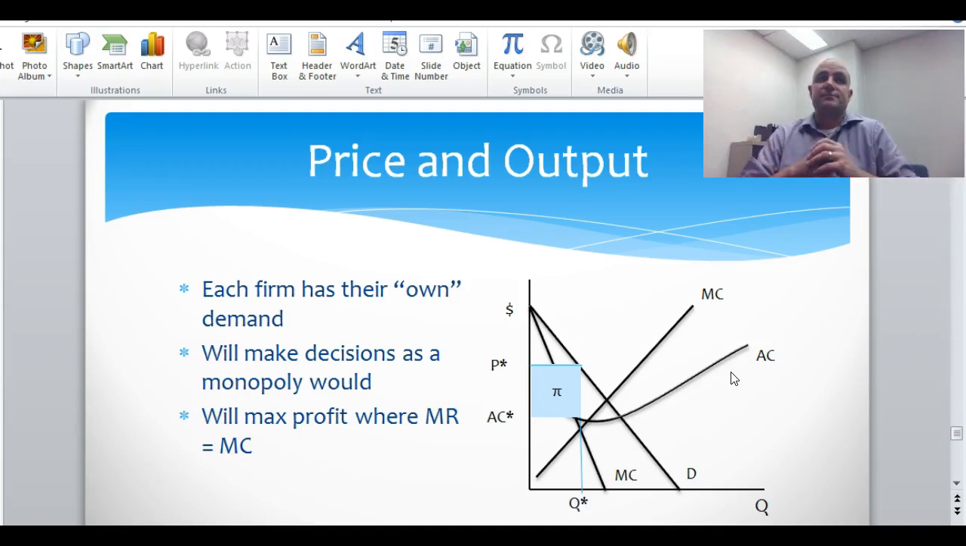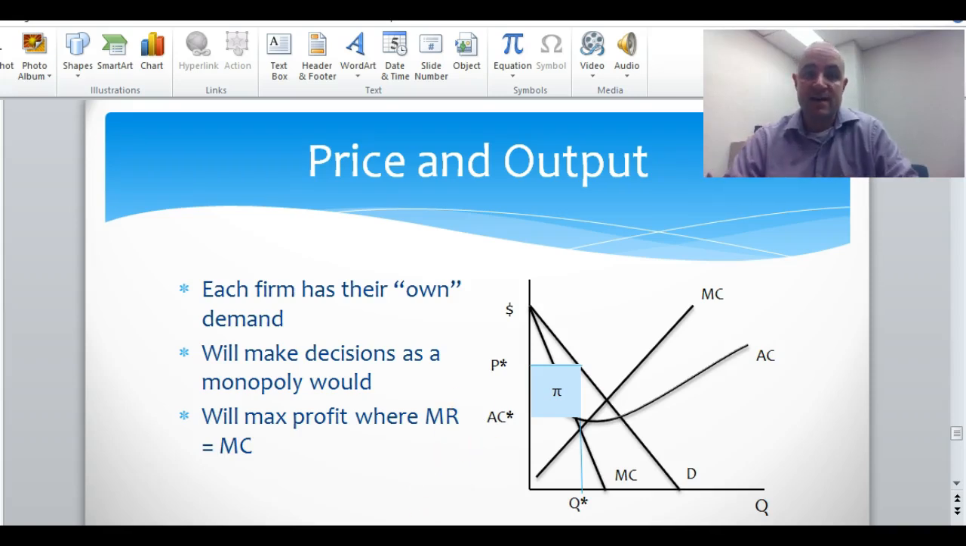So if we look at the two largest ones, Pat's and Geno's, which is always the great debate, Pat's or Geno's, they have a demand curve for their specific cheesesteaks. And because of that, when you go there, they don't have the exact same prices. So because each and every firm has their own demand, they act as a monopoly. They make decisions just as a monopoly would.